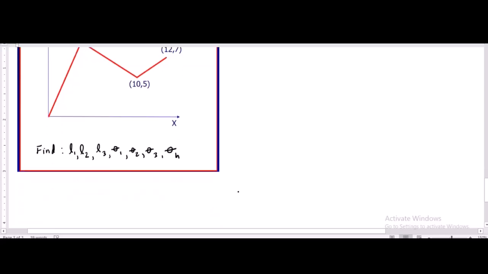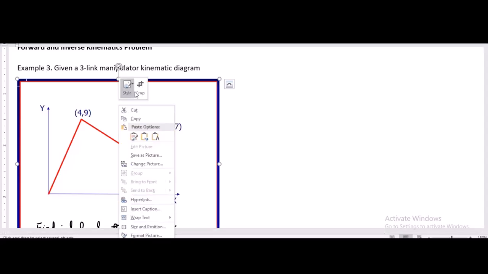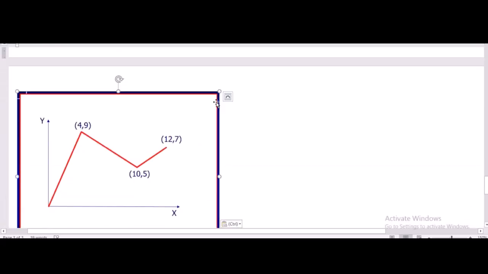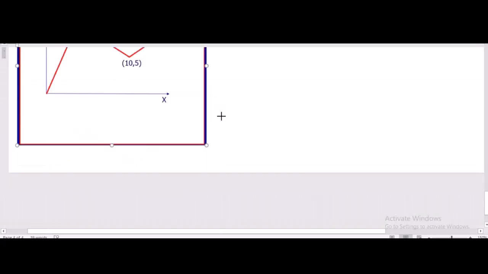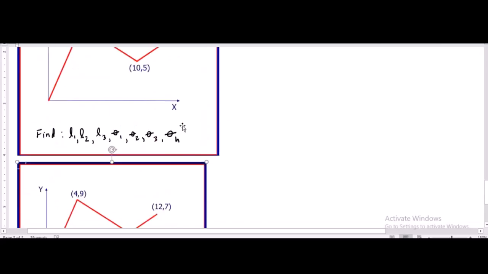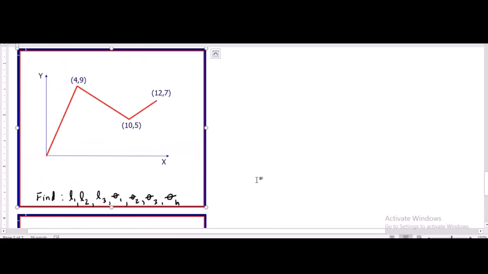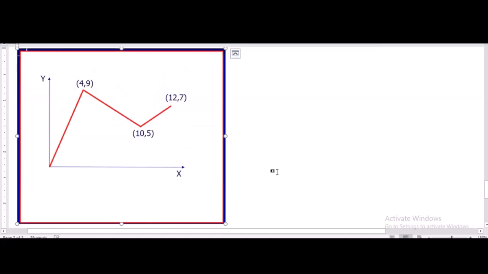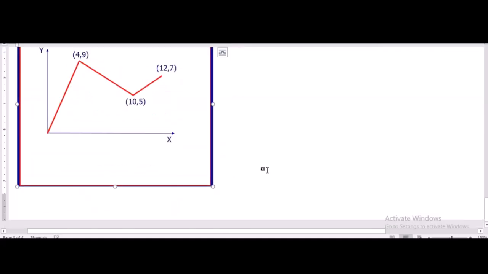So let me copy another graph to put illustration. Let me copy this one and place it here. No space, but this is fine. For a moment, I will make it a little bit enlarged. Okay, that's it.